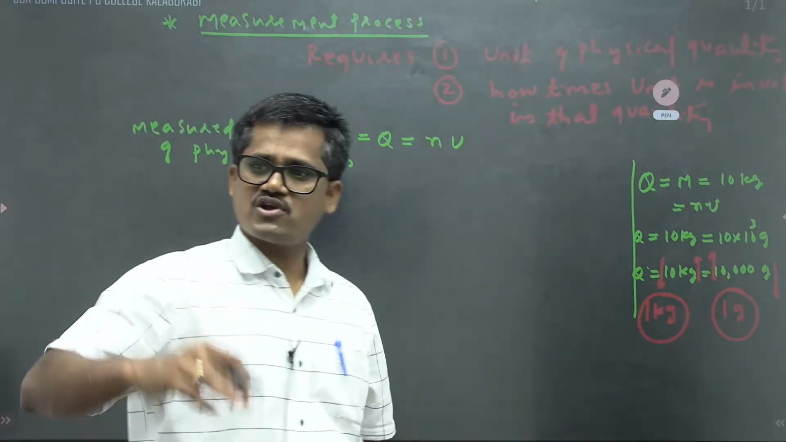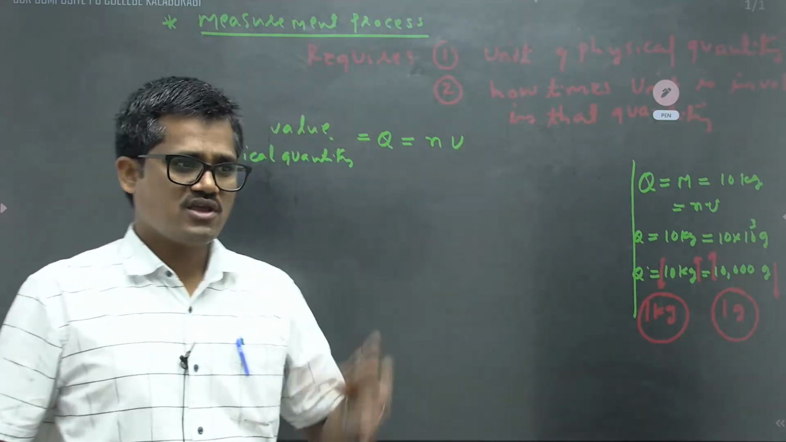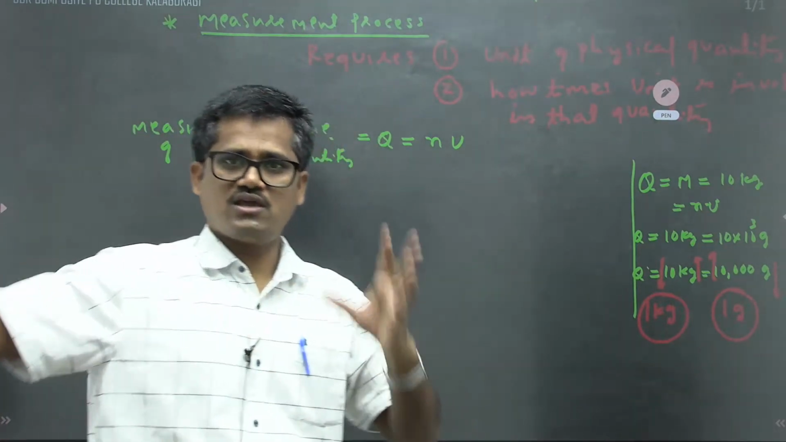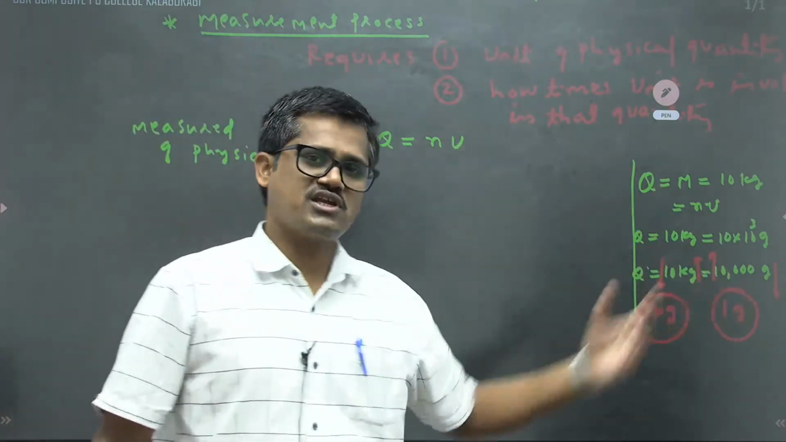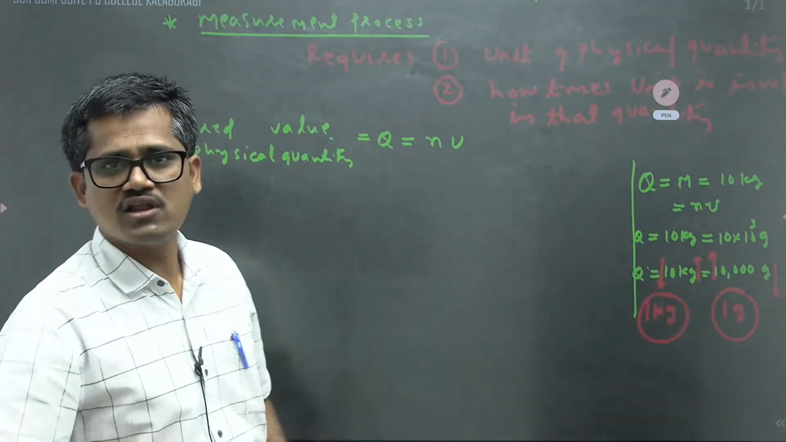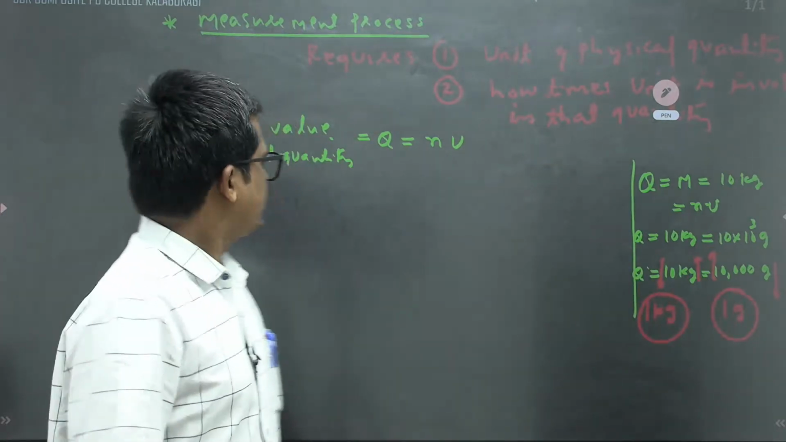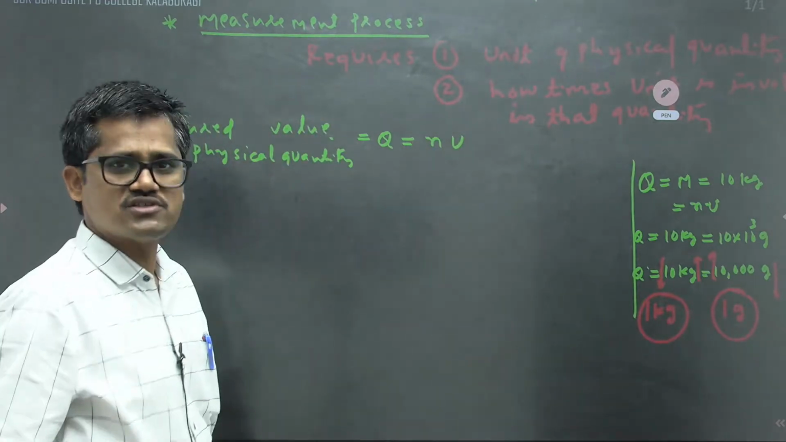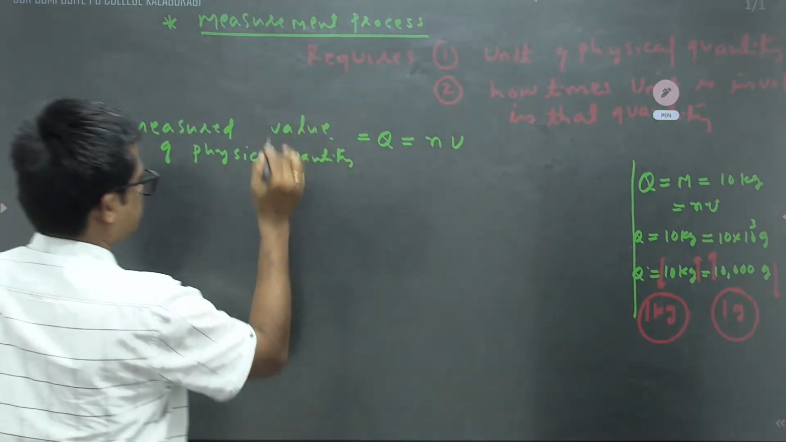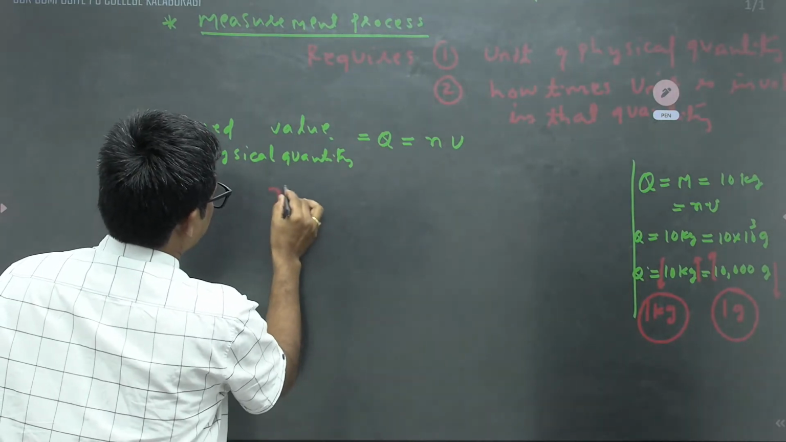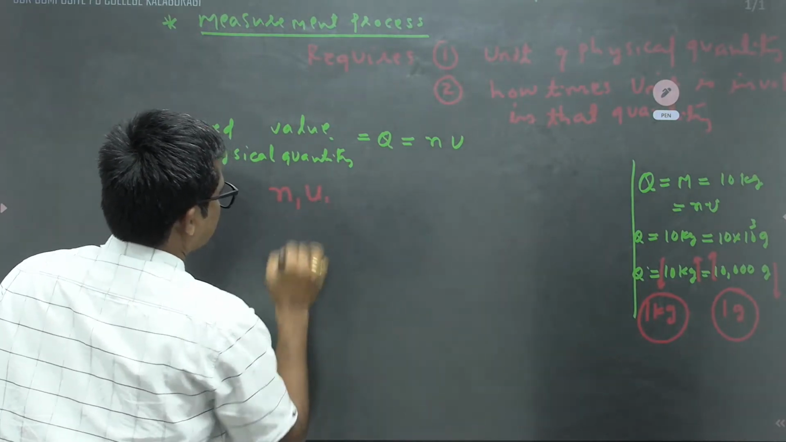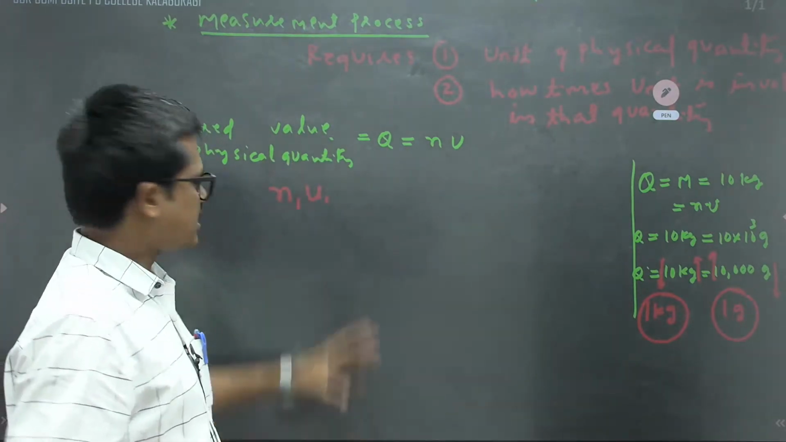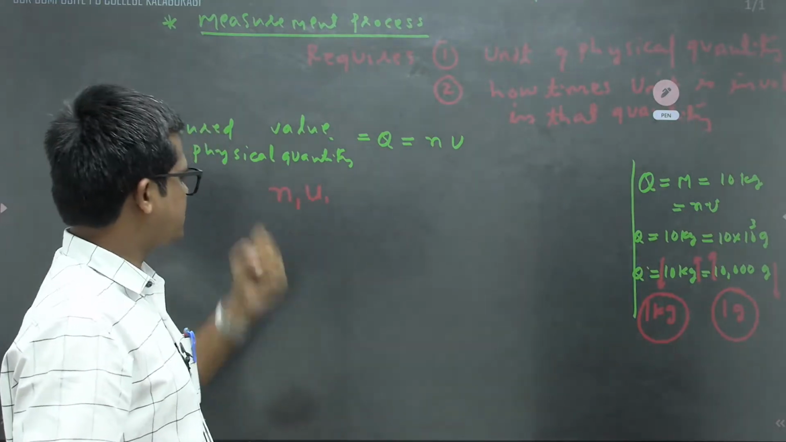If you write 1 meter and convert it into 100 centimeter, the quantity of length remains the same. It is 1 meter only, a particular length. Even if you express it in centimeter, the number changes, but the quantity is the same. When the size of the unit is more, the number associated will be less. With that, I tell you, n1 u1, where u1 is the size of the unit in one system.